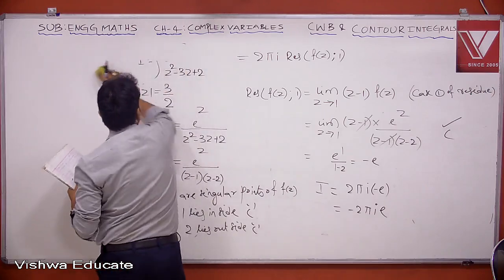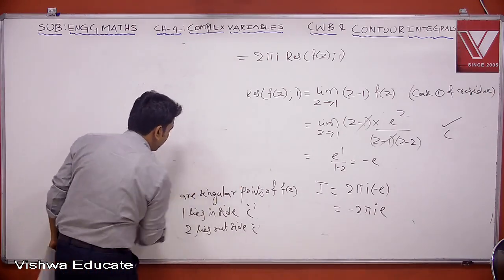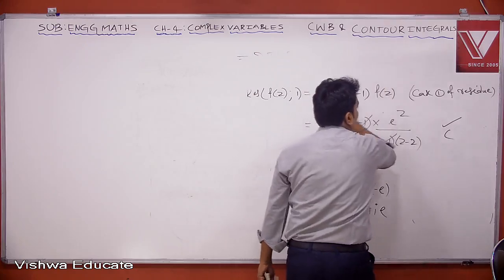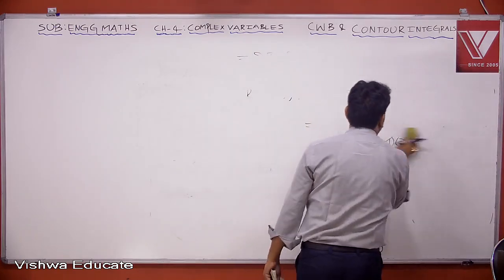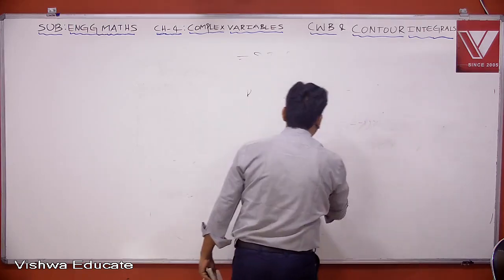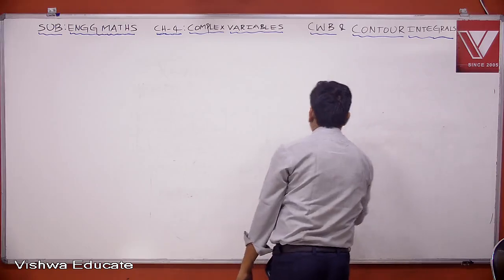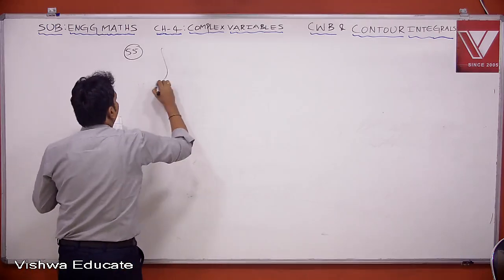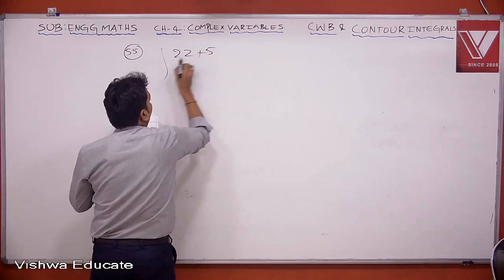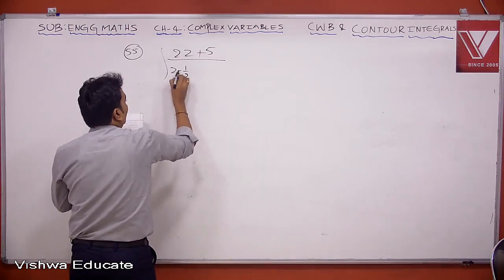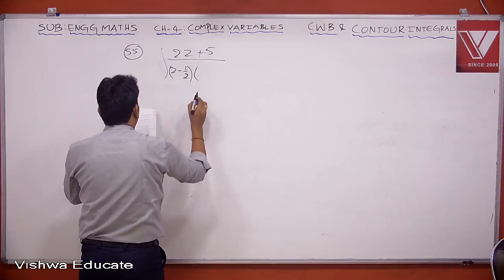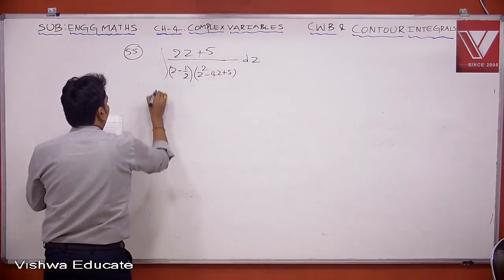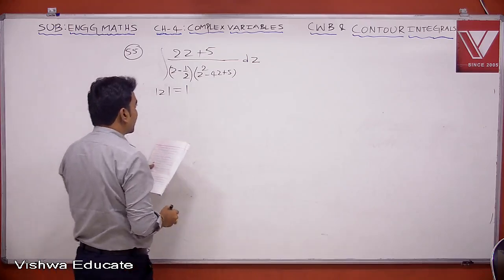Question 5. The value of the integral of 2z plus 5 divided by z minus 1 by 2 into z square minus 4z plus 5, dz over the contour mod z equal to 1 taken in the anti-clock direction would be.